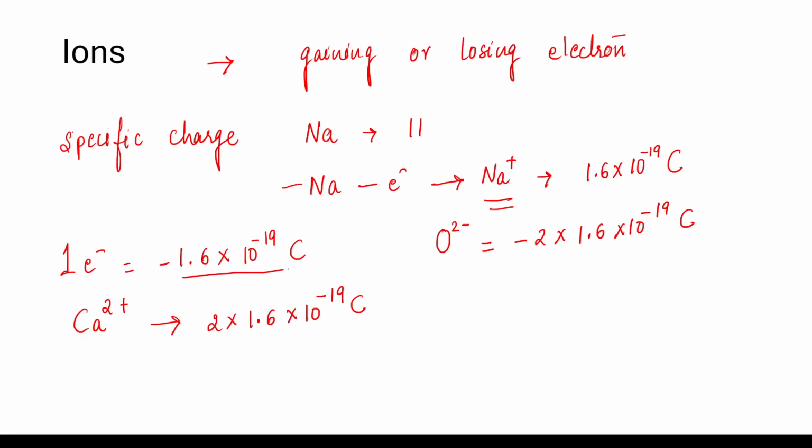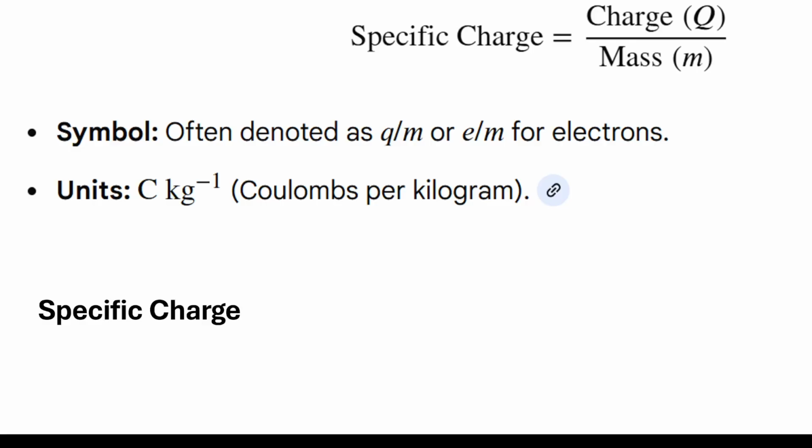What is this number? This number is just the value of that charge. So if it is a negative charge, you write a minus. If it is a positive charge like calcium or sodium, you don't write that minus. So this is plus, but you don't need to write plus. So positive 2 times 1.6 times 10 to the power minus 19 coulombs. So ions have a particular charge that comes from the number of electrons either it gains or it loses.